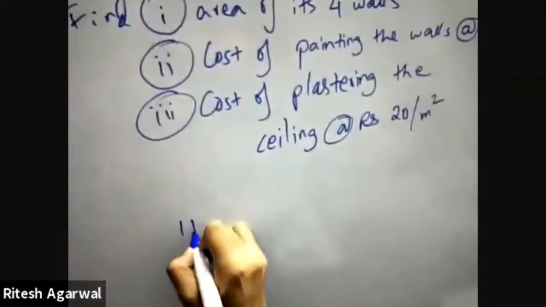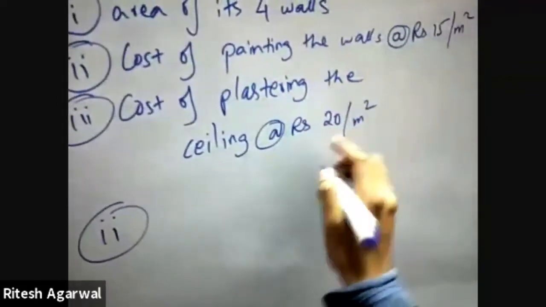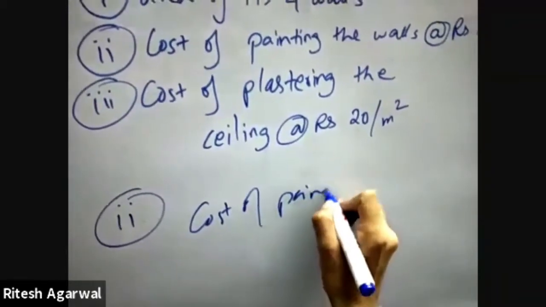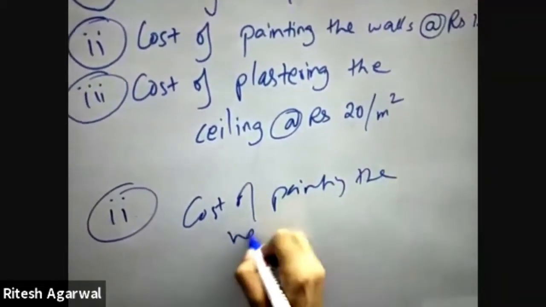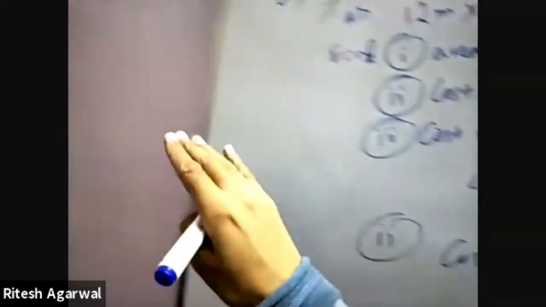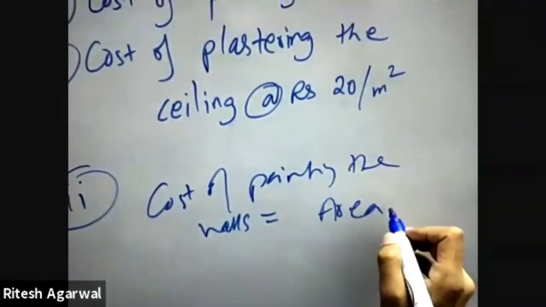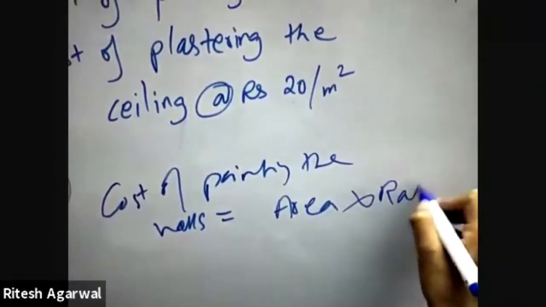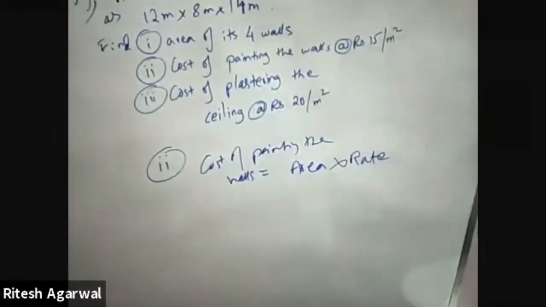Number 2, we have to find the cost of painting the walls, and this is the rate. Now the cost of painting the walls will be equal to the area. Meter will be the area, which means we have to find the area of the walls and we have to multiply the area with the rate of painting.